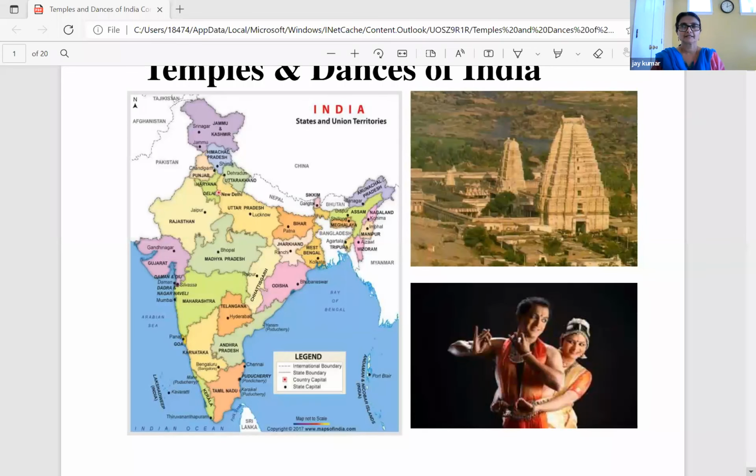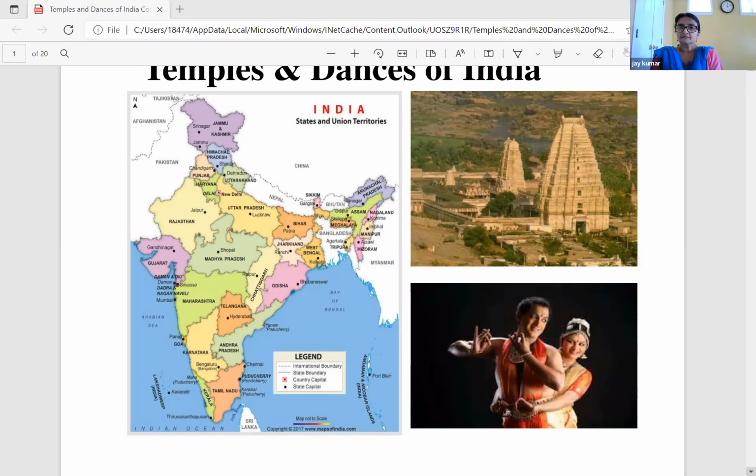Up north, a lot of wheat is grown. Sorry, I got distracted with this. Wheat is grown in the northern part of India, so a lot of wheat products are consumed. In the southern part of India, we grow a lot of rice, so we eat a lot of variety of rice, vegetables, and other foods.